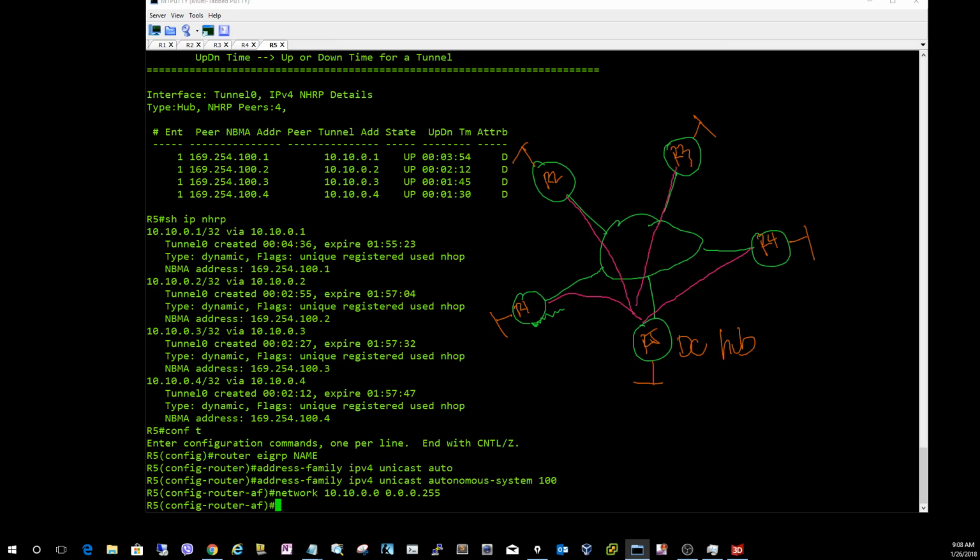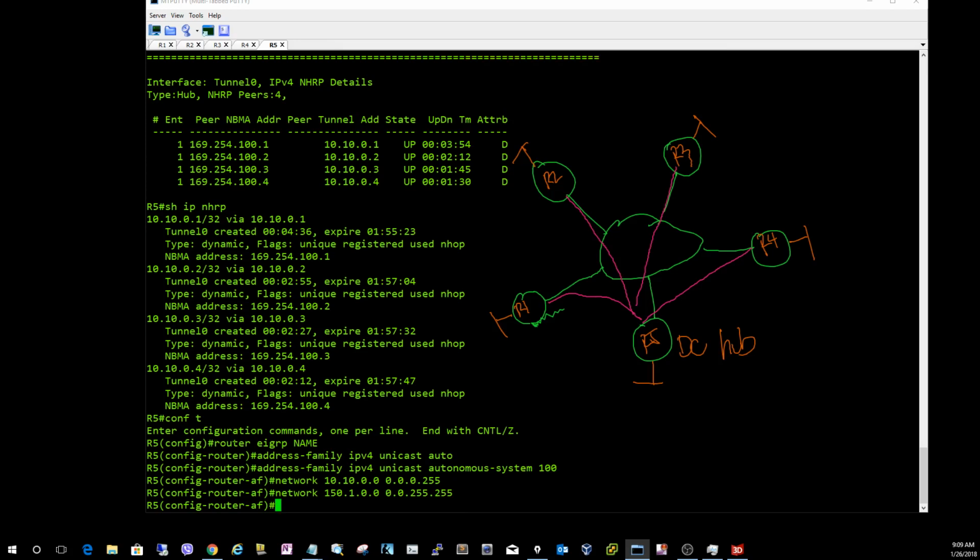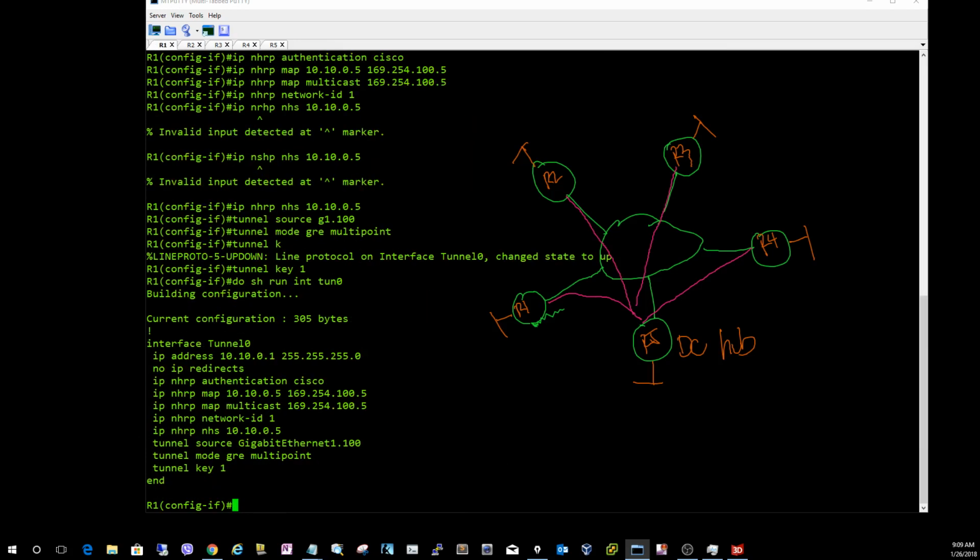And I have loopbacks here on this router. So we'll do the loopbacks, which is on the 150.1 range 0.0. Okay, we're gonna do it like this, 255.255. Okay, then we'll do the same thing on the spokes.